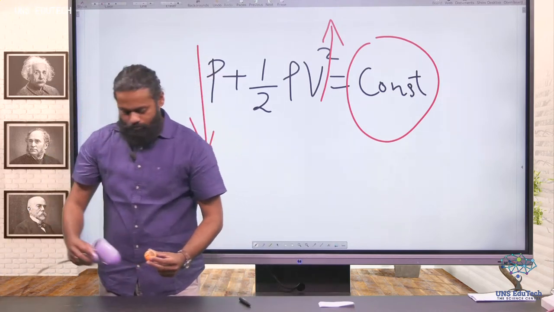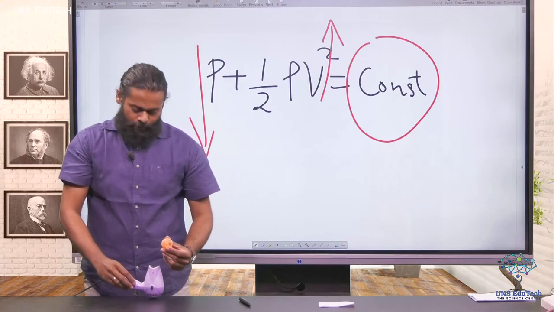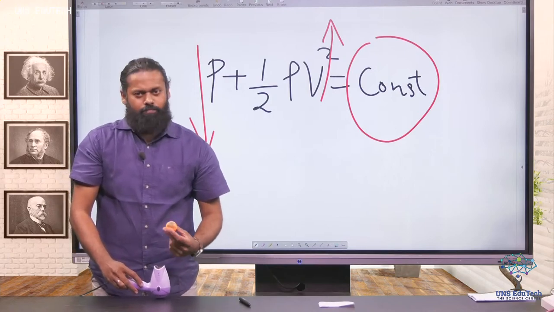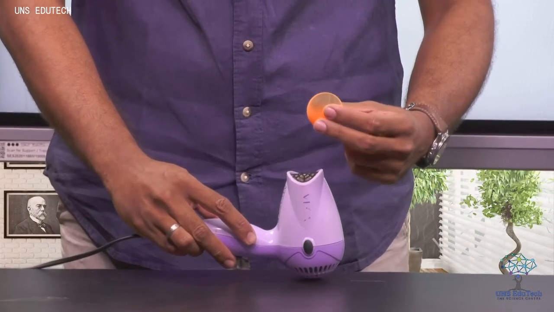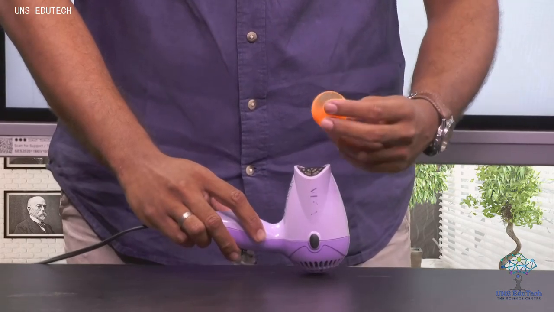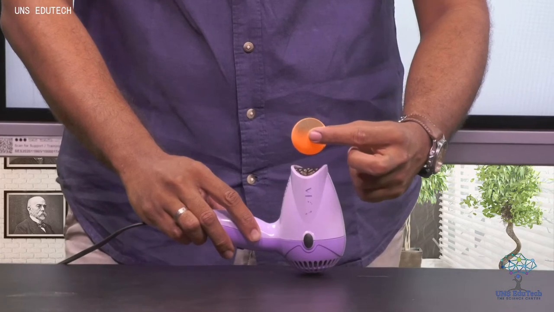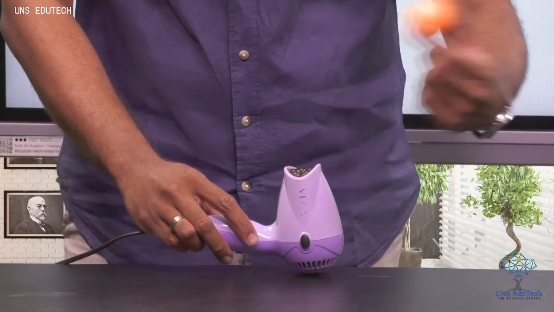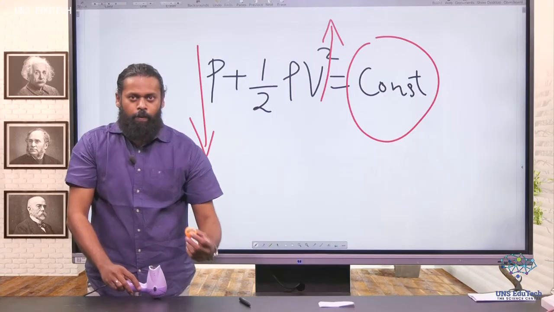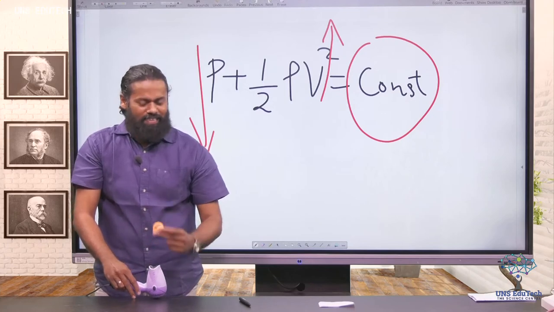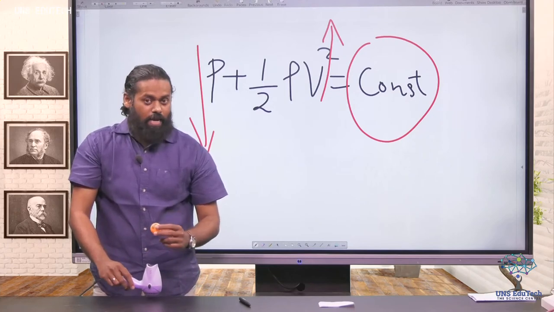I have a small device here. This is basically a jet. We can generate a jet here. So if I put this ping pong ball in this location, naturally you will expect it will fly off. But that will not happen. That is very interesting here. This is actually an application of Bernoulli's theorem.